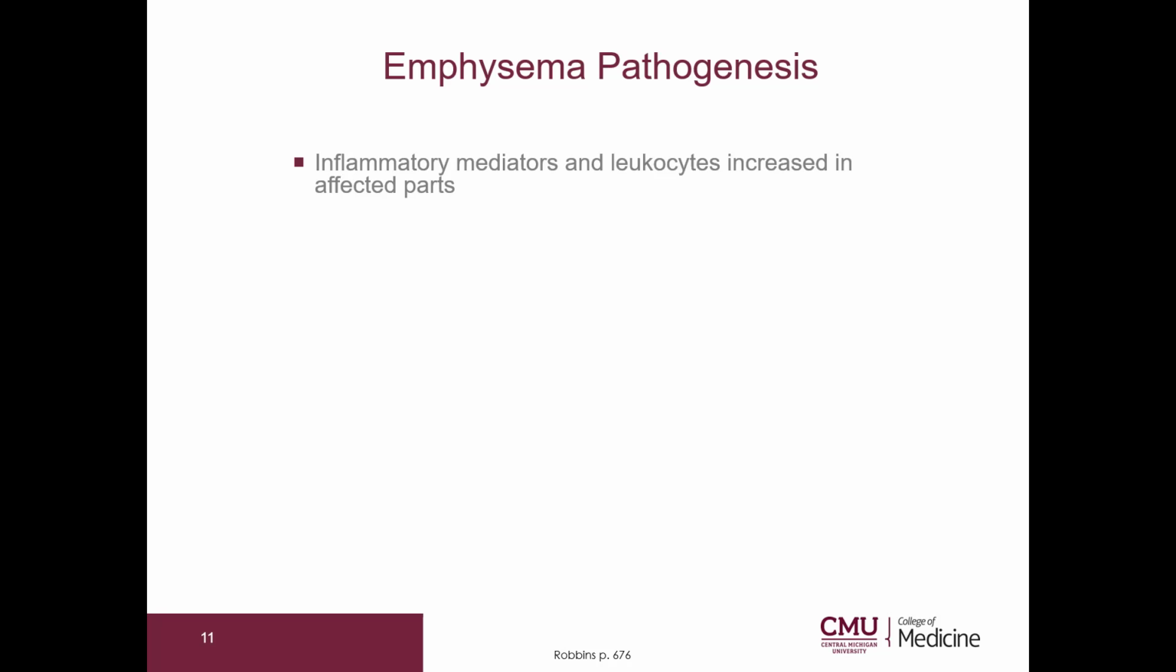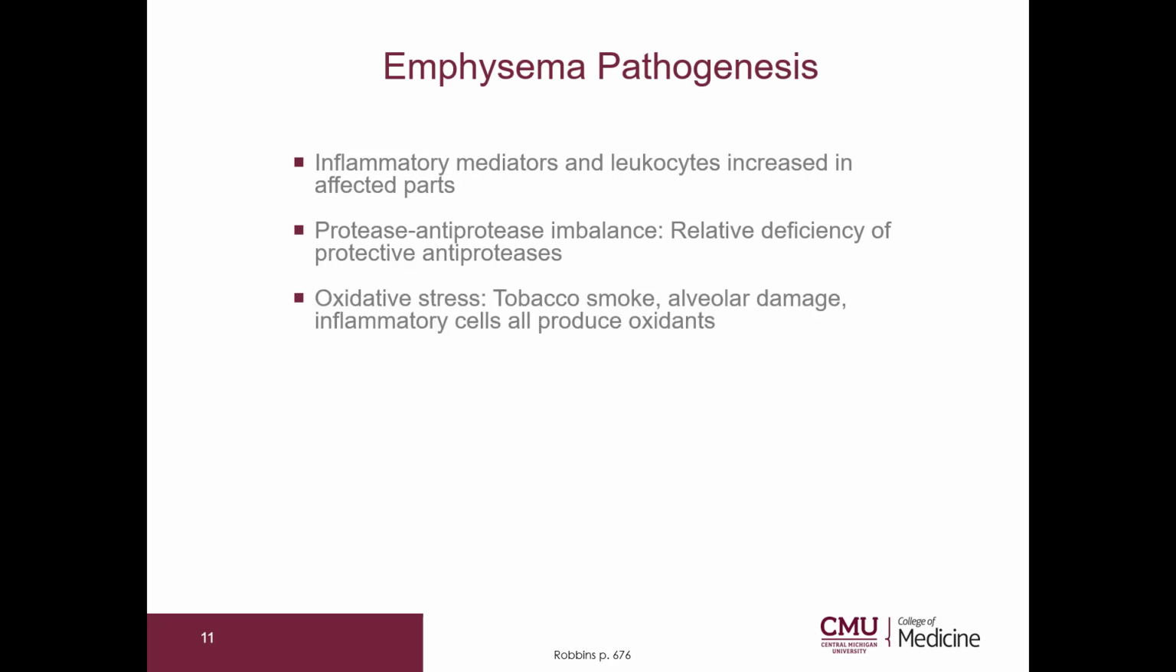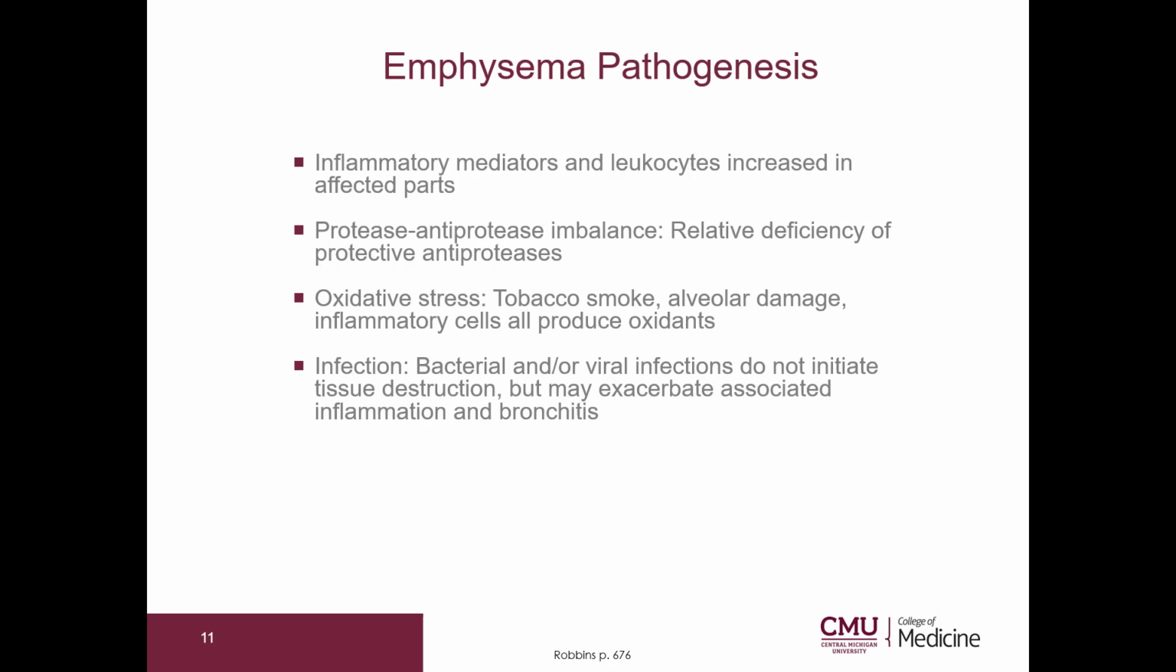The pathogenesis is that inflammatory mediators and leukocytes are increased in the affected parts. There is a protease-antiprotease imbalance with a relative deficiency of protective antiproteases. You can also have oxidative stress. Tobacco smoke, alveolar damage, and inflammatory cells all produce oxidants. Infections such as bacterial or viral infections don't initiate tissue destruction, but they may exacerbate the associated inflammation and bronchitis.